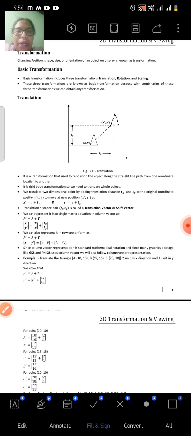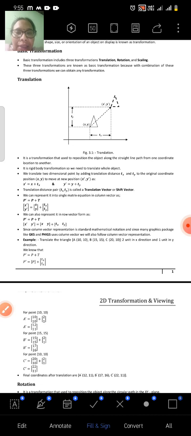There are three kinds of basic transformation we can use here. The first one is translation, then rotation, and then scaling. These three are known as basic transformations because with a combination of them we can obtain any kind of transformation. So we can first discuss translation.